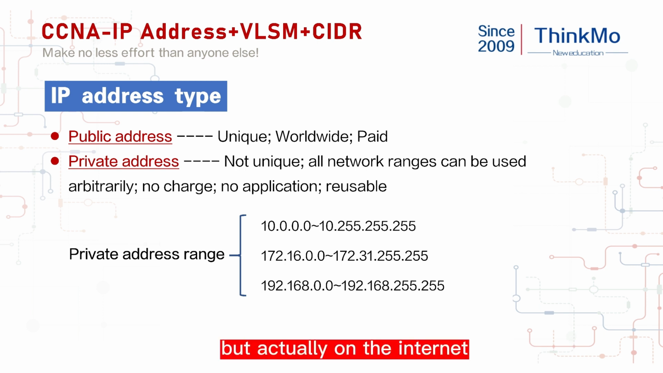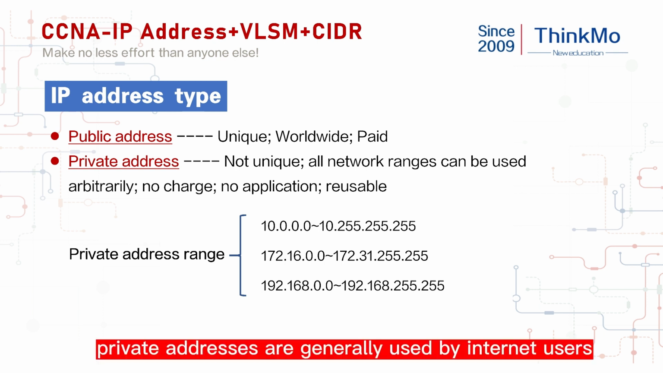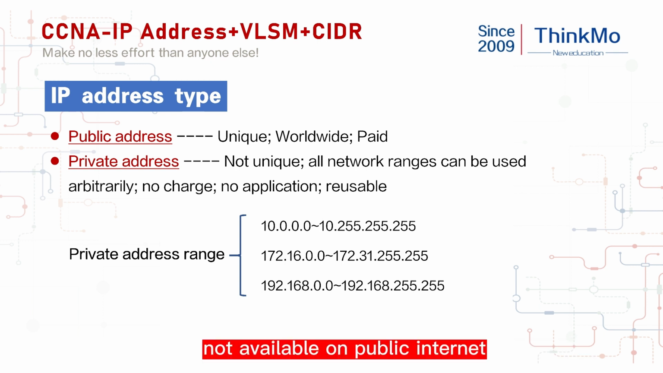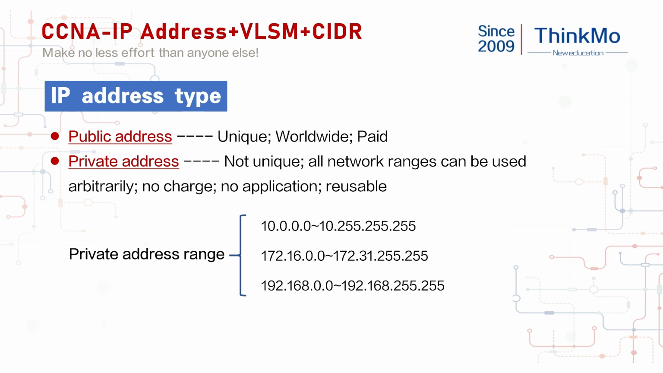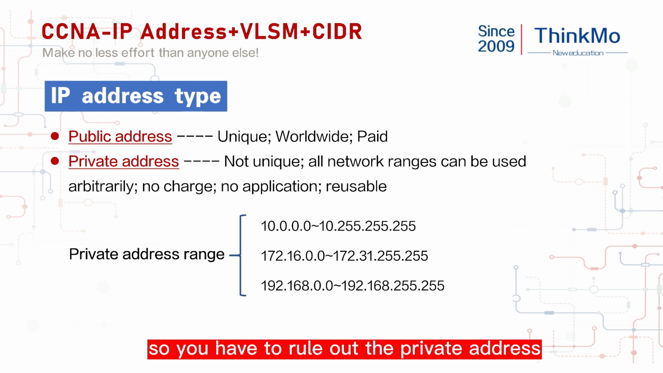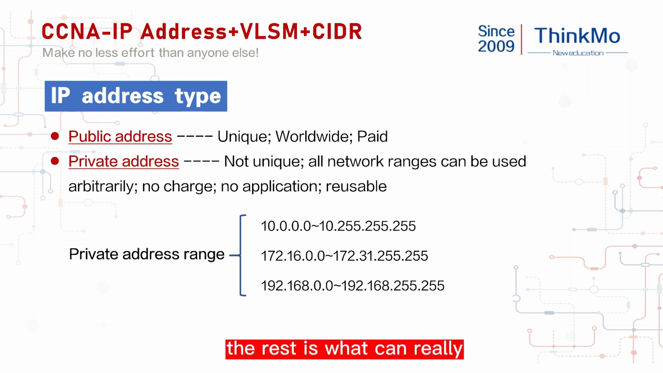But actually on the internet, when we are going to network, we really need a unique IP address on the public network. You want to remove the special addresses and the private addresses, because private addresses are generally used by internal users and are not available on the public internet. So you have to rule out the private addresses. The rest is what can really be configured on the interface as a unique IP address.